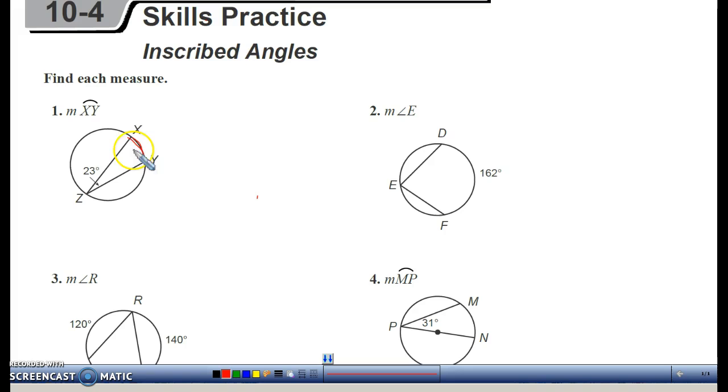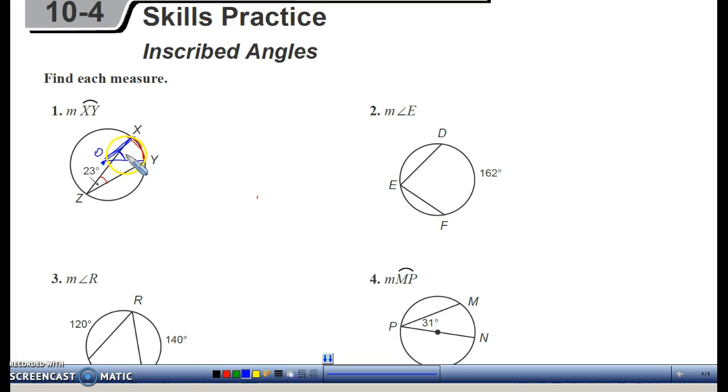Well, we can see that the arc XY is subtended by the angle XZY. Angle XZY is 23 degrees and it's an interior angle. Remember that interior angles are half of the central angle. So if you imagine that maybe the center is here, this OX and OY is going to be the central angle, all right?